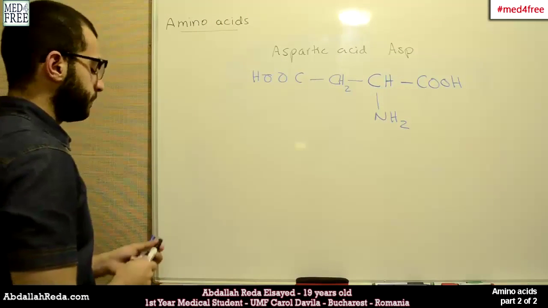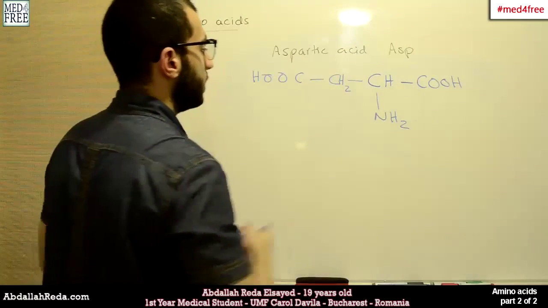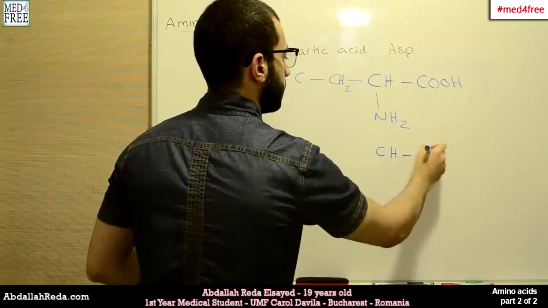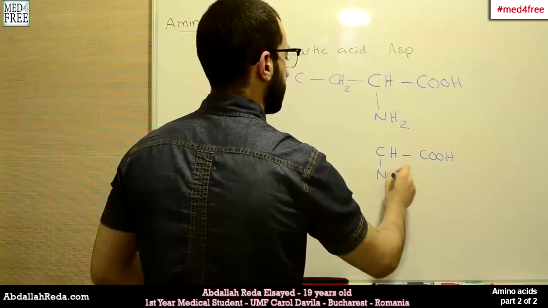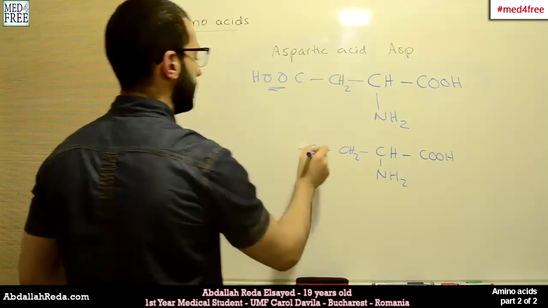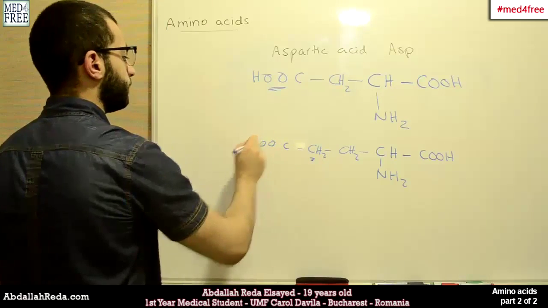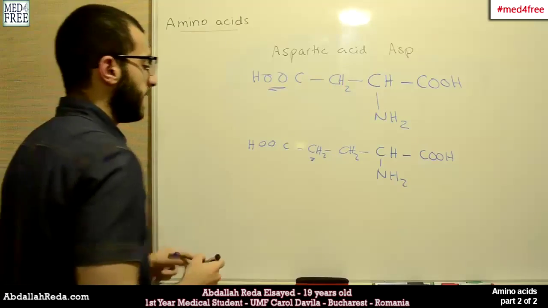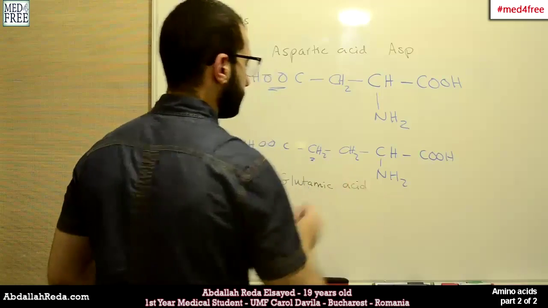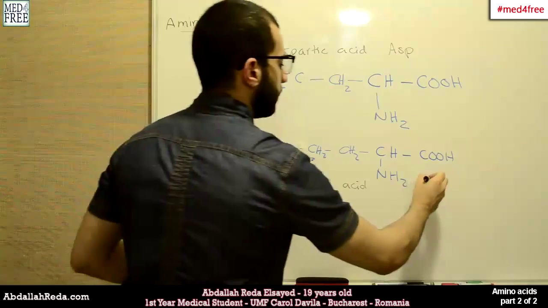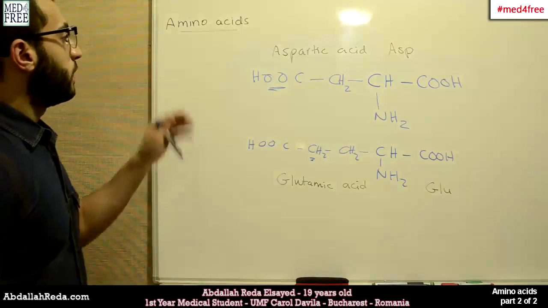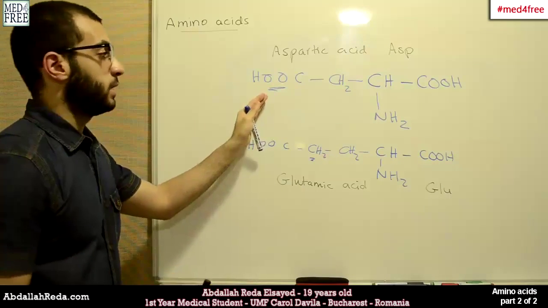The other amino acid that is considered dicarboxylic has an extra carbon and is called glutamic acid. And it's abbreviated to GLU. So these are dicarboxylic amino acids.